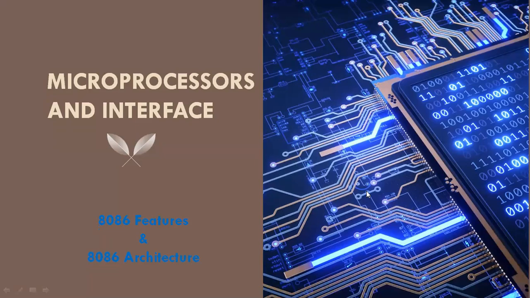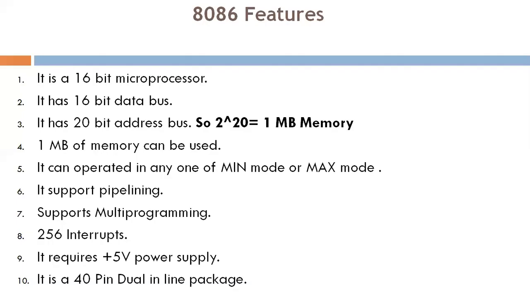Today we'll see 8086 architecture and its features. Coming to the features, 8086 is a 16-bit microprocessor. It is having a 16-bit data bus and a 20-bit address bus. As it is having a 20-bit address bus, the memory size is 1 MB. So it can use a memory of size 1 MB.